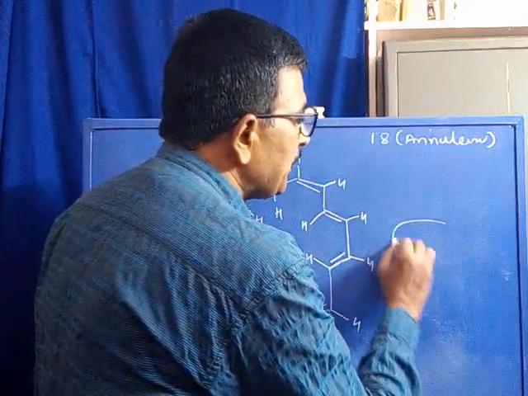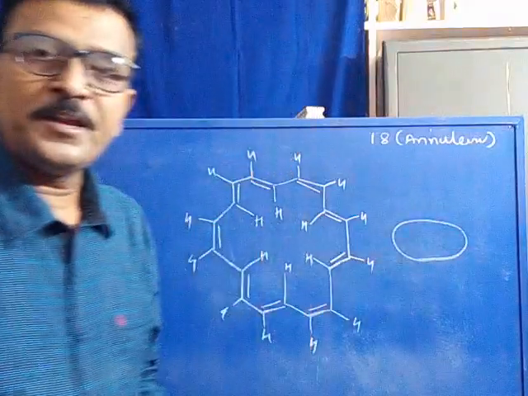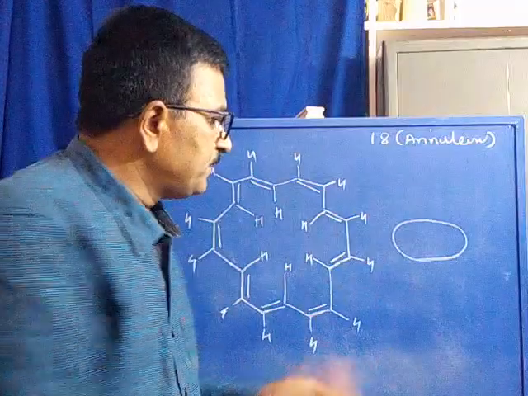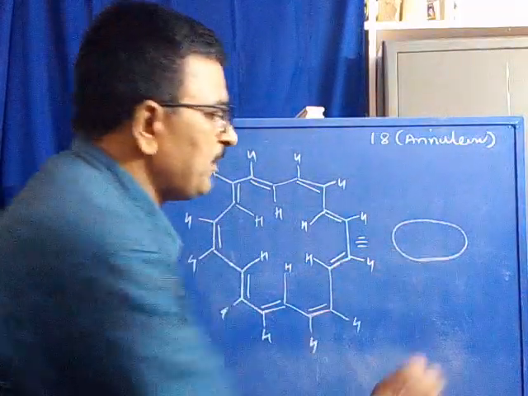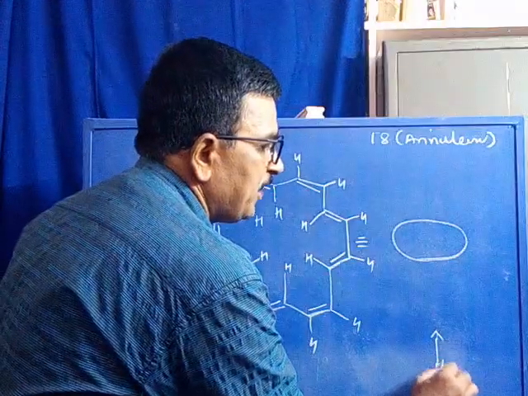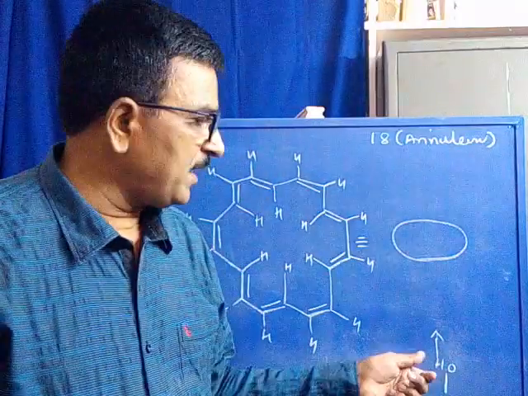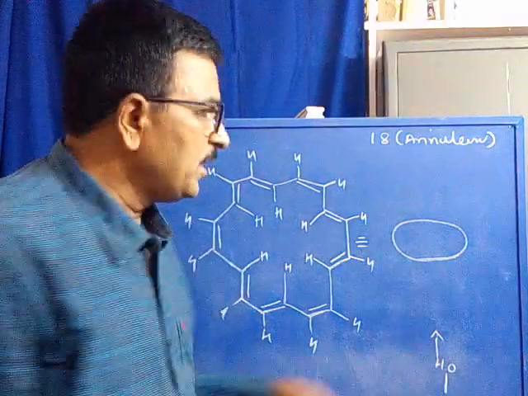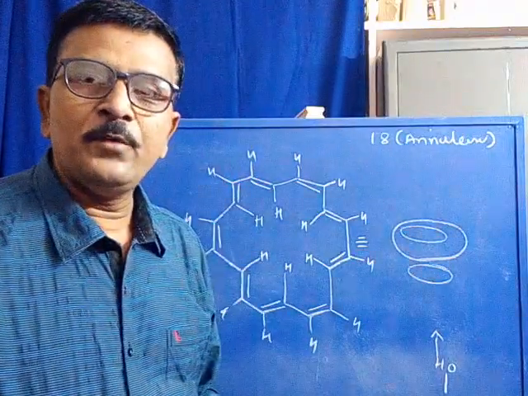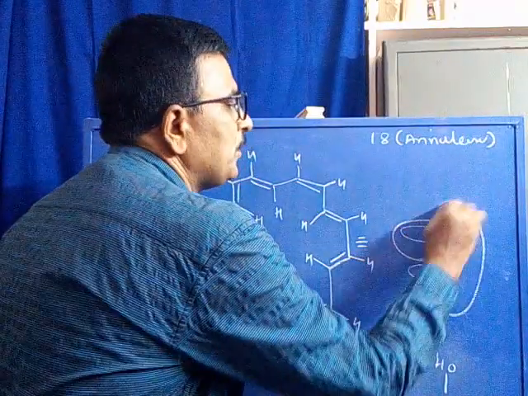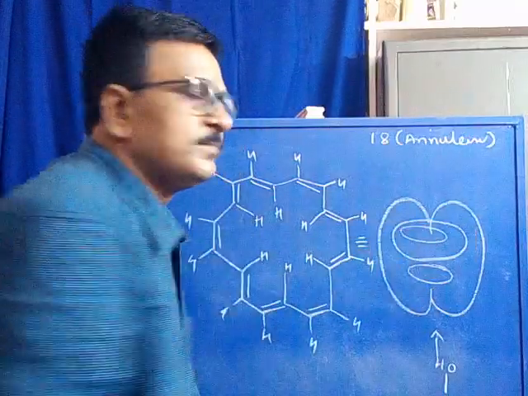Say for example, imagine this is an annulene. It is oriented in a plane. When we apply an external magnetic field to this, there is a circulating electron cloud above and below the plane of the annulene to produce a secondary magnetic field.